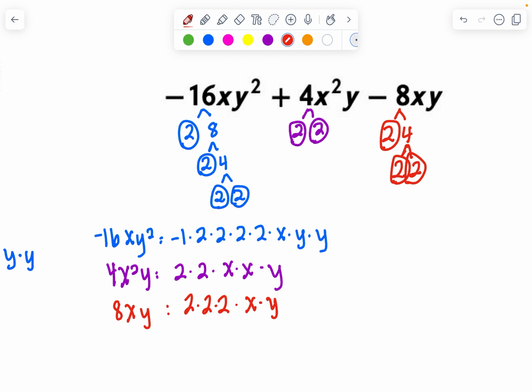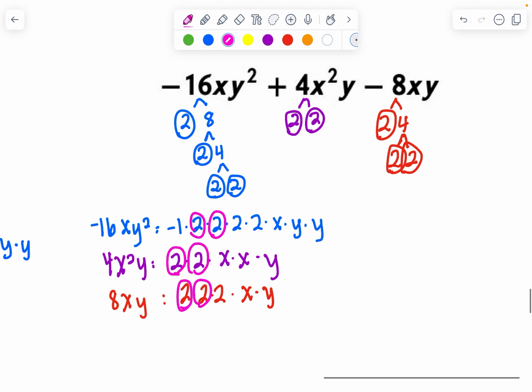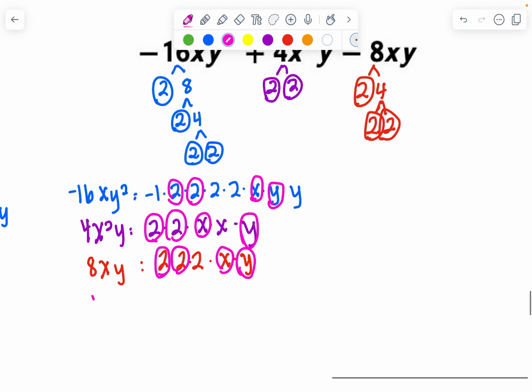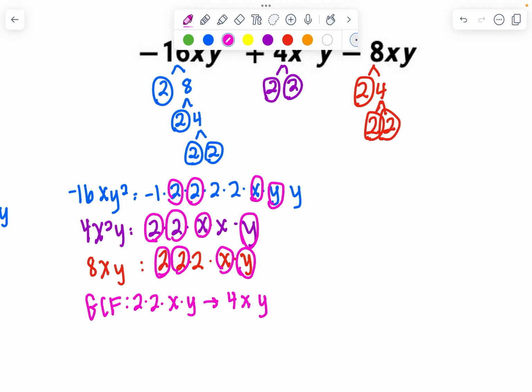Looking for commonalities here, I see 2 2's in each. I see 1x in each, and I see 1y in each. So our GCF then, 2 times 2 times x times y, which will give us 4xy. Again, that goes on the outside, and anything left over goes on the inside.